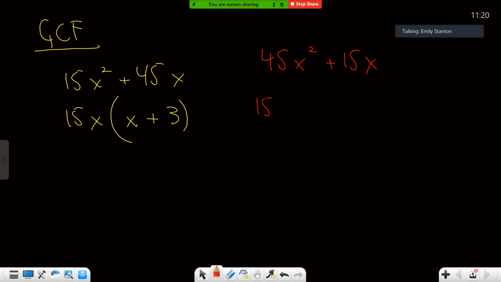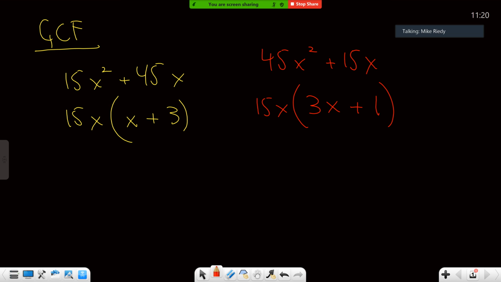15x parentheses, 3x in parentheses. Close. And that's why I have this in it. Go ahead. 3x plus x. No. Remember, this is a division. Go ahead. Who's talking? 3x plus 1. Good. Okay, because remember, it's division. So 45x squared divided by 15x is 3x. 15x divided by 15x is 1. There's got to be a term there.